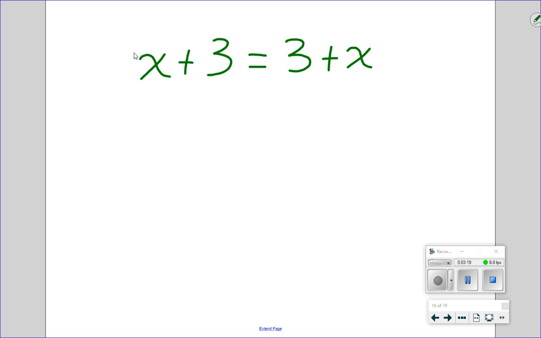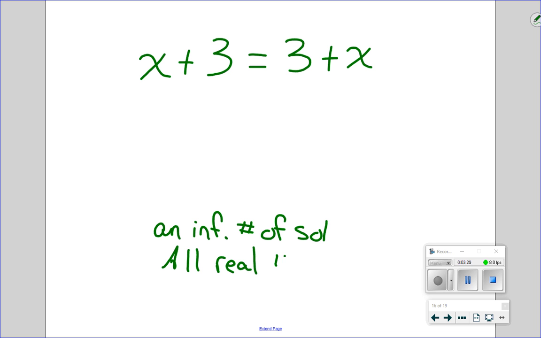So there's a few ways to write that. Sometimes we say an infinite number of solutions. Sometimes we say what's called all real numbers. Now the abbreviation for all real numbers looks like an R with an extra line. We also call this the identity. So every now and then you'll see it called the identity, and that just means x could be anything.